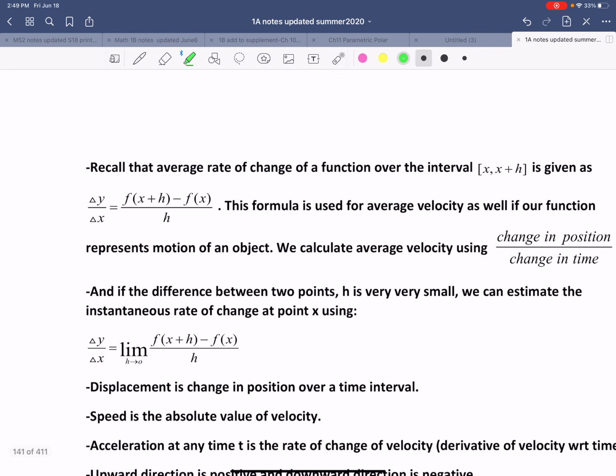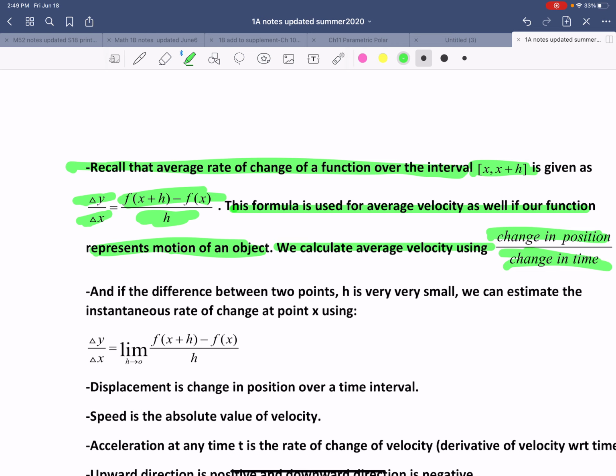Recall the average rate of change of the function over the interval x and x plus h was given by delta y over delta x, f of x plus h minus f of x over h, the slope of the secant line we talked about earlier. This formula is used to find the average velocity if the function represents motion of the position. We calculate average velocity by doing change in position over change in time, which is a slope formula, difference in y coordinates over difference in x coordinates.